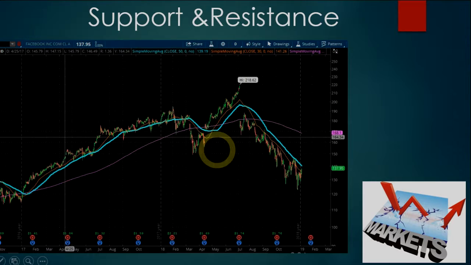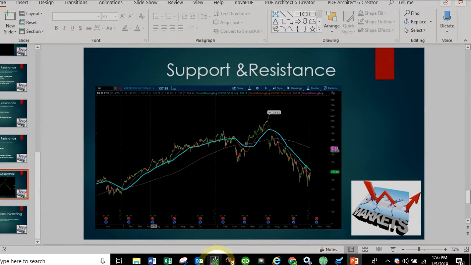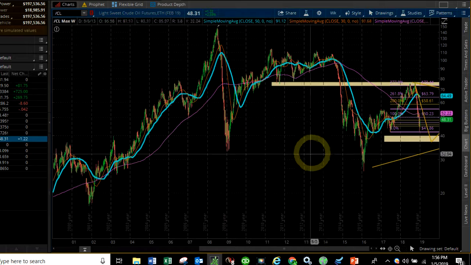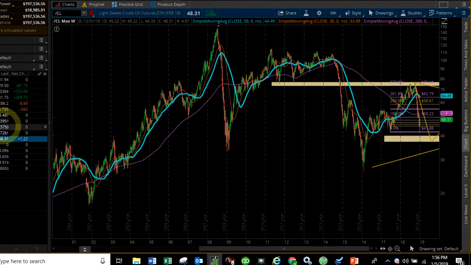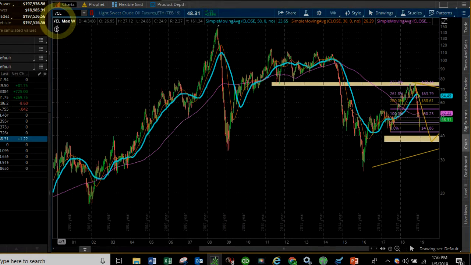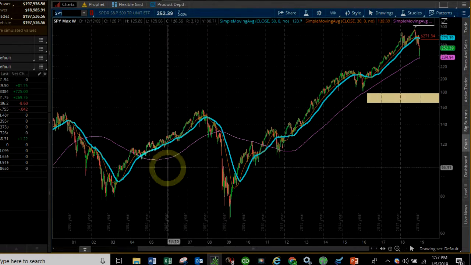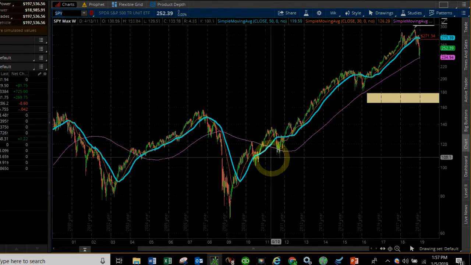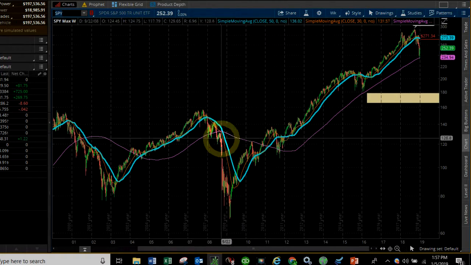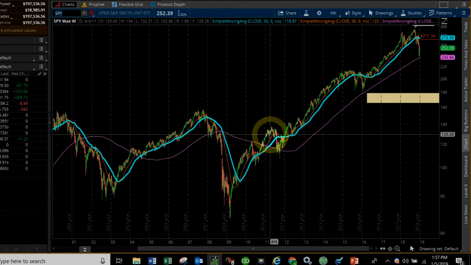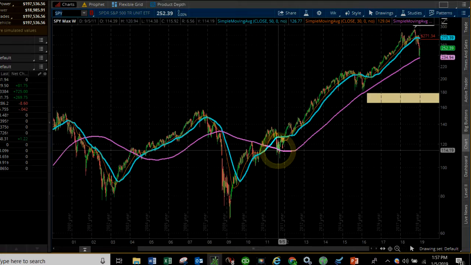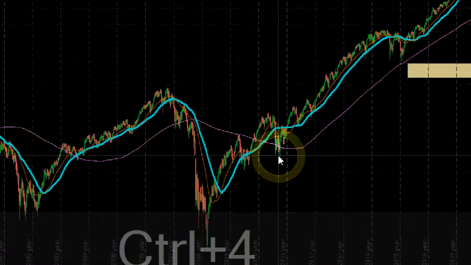Now, I'm gonna get out of the presentation and go to my charts real quick, and let's look at the SPY, and we're gonna talk about support and resistance. So here's an example here. We were below the 200-day moving average. We broke the 200-day moving average, came back and retested right here. So let's zoom in on this.